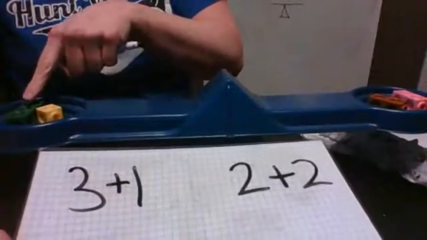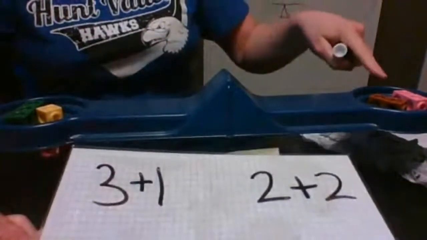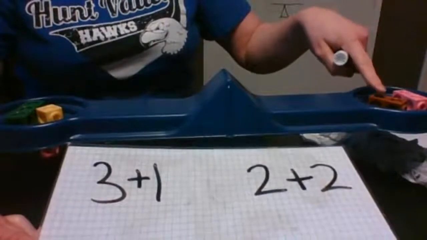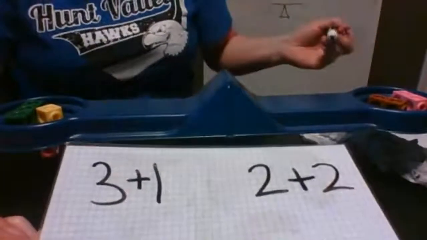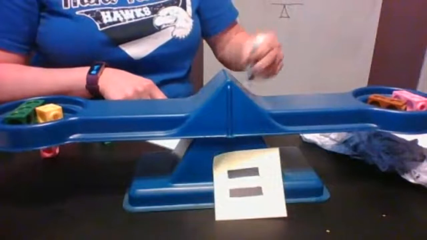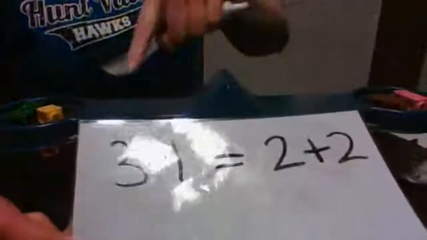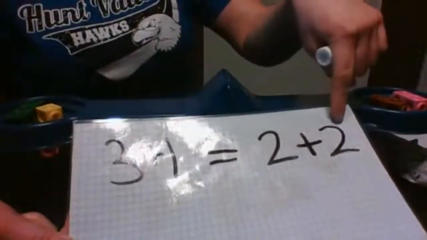Now we have 3 green plus 1 yellow over here, 3 plus 1. And we have 2 brown and 2 pink, so 2 plus 2 over here. And would you say that those 2 expressions are equal? It looks like the scale is balanced. So I say that this is an equation. So our equation says 3 plus 1 is equal to 2 plus 2.